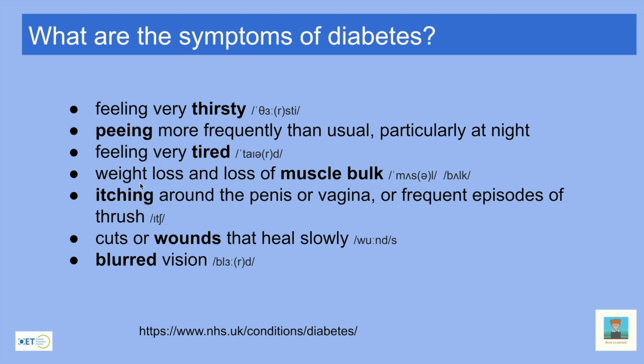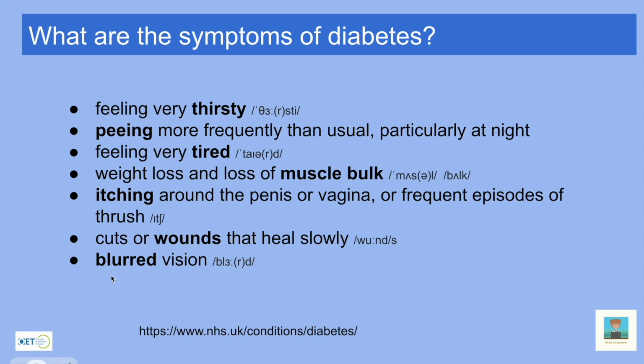They may be experiencing weight loss and loss of muscle bulk. Here, listen to this. Muscle bulk. This C is silent, muscle bulk. They may be experiencing itching around the penis or vagina or frequent episodes of thrush, itch. Or they might have cuts or wounds that heal slowly. Wound.